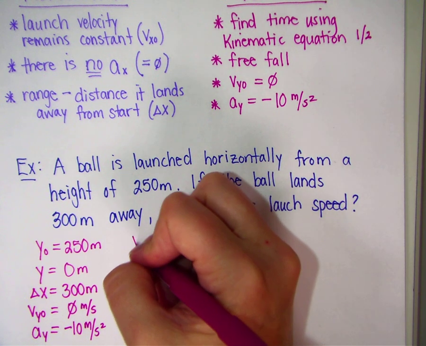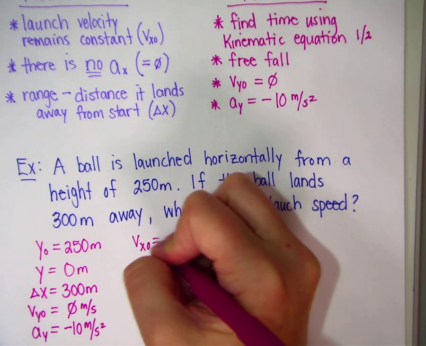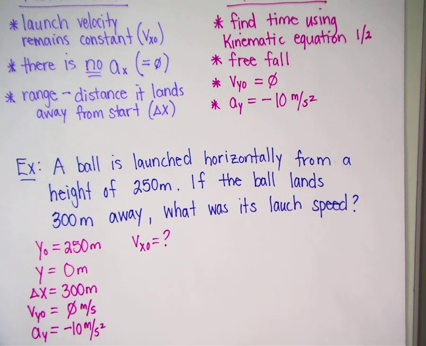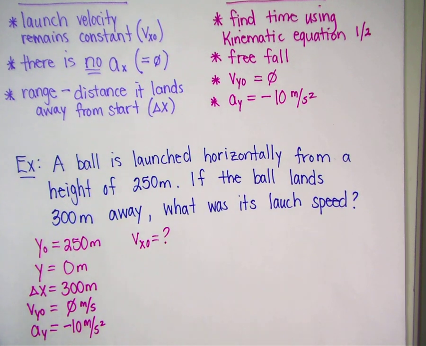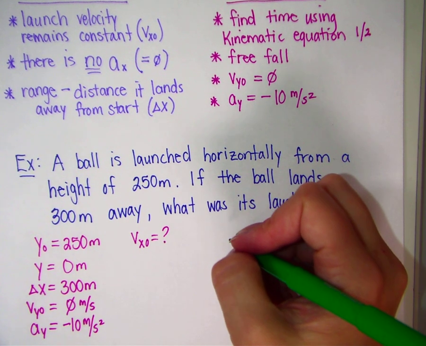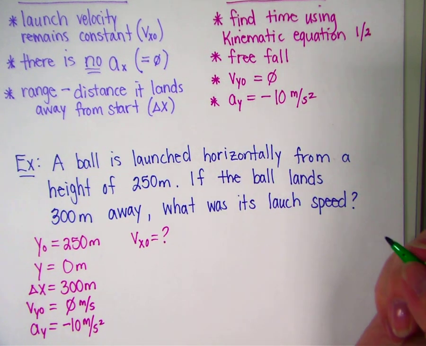It's asking you to find your v in the horizontal direction at the beginning, your Vx0. So in this problem, I do not have time. I need to find time of flight first. So I know my kinematic equations. You can look yours up.